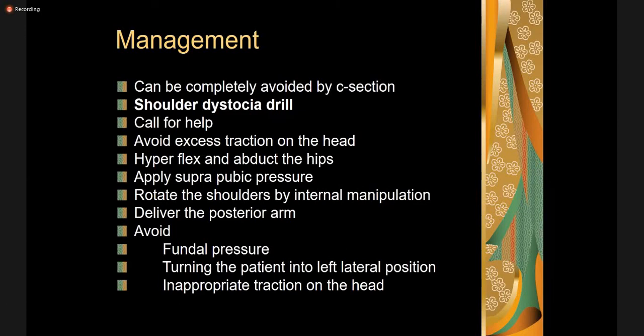Once you identify this as shoulder dystocia, call for help, make the McRoberts position, stop fundal pressure, apply suprapubic pressure, put your hand inside and try to dislodge the posterior arm. Once the posterior arm is dislodged, the baby will deliver.